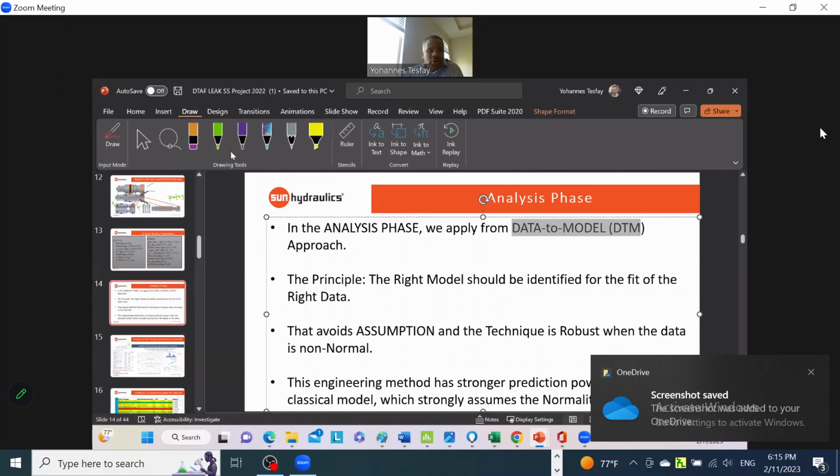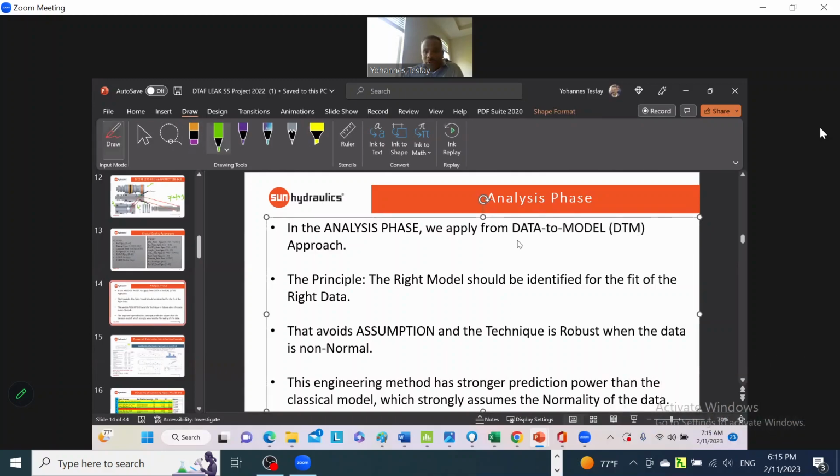What is that? We have data, then we're going to deal with which model is going to be appropriate. So the principle is the right model should be selected for the right data. So, the assumption: no normality is assumed. And this technique has much stronger prediction power than the classical model because there is no assumption of normality.